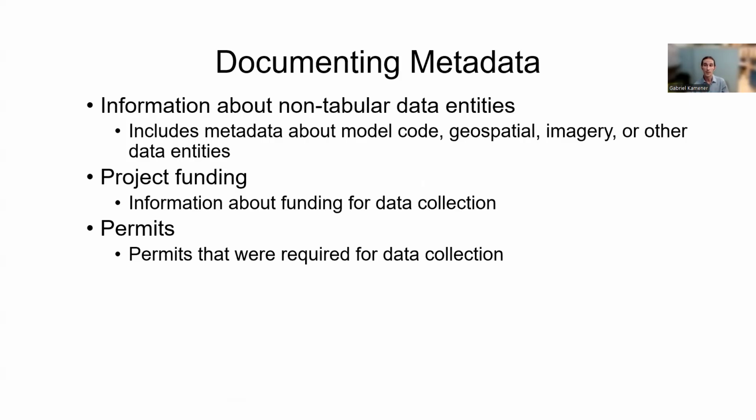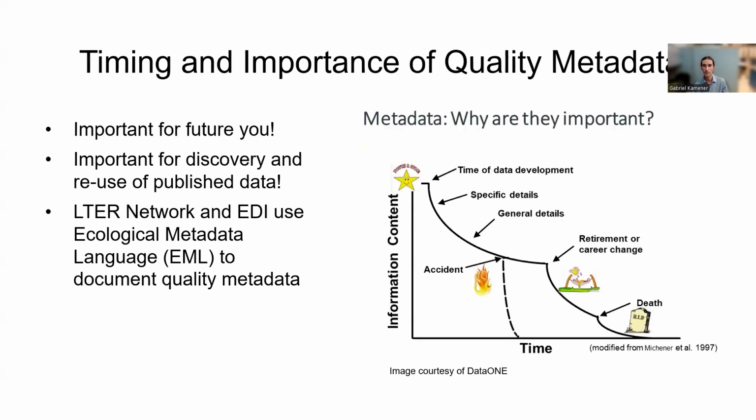Information about non-tabular data entities can include metadata about model code, geospatial, imagery, or other data entities. And project funding is basically information about funding of the data collection. And then permits covers any permits that are required for the data collection.